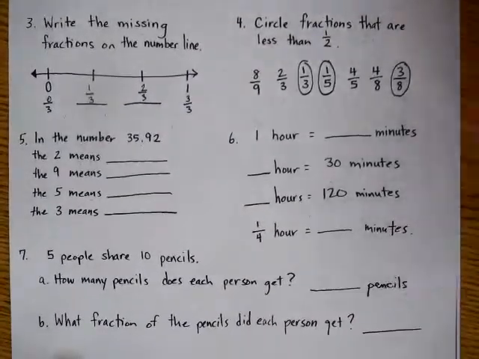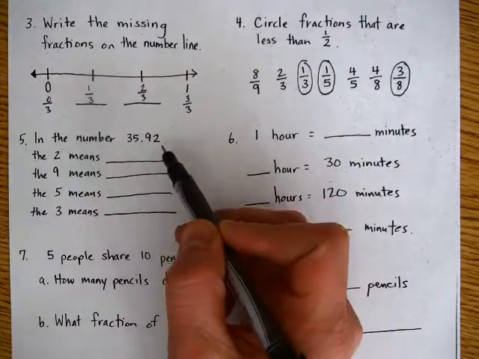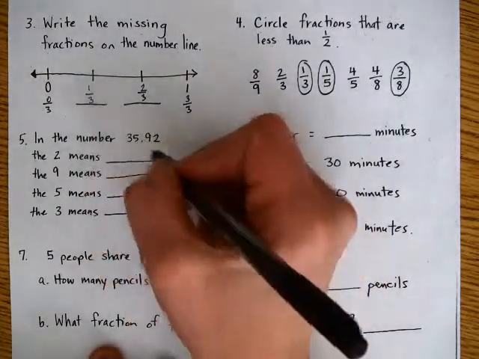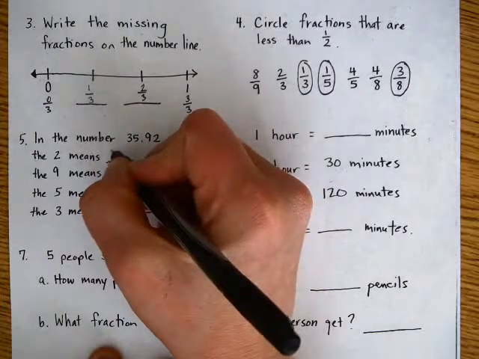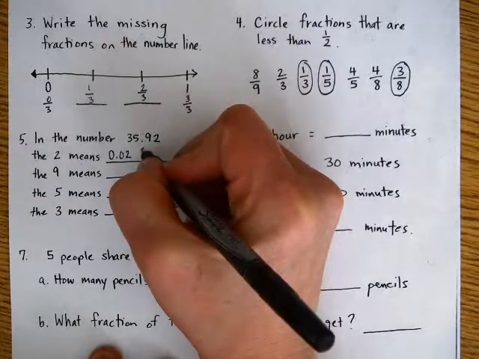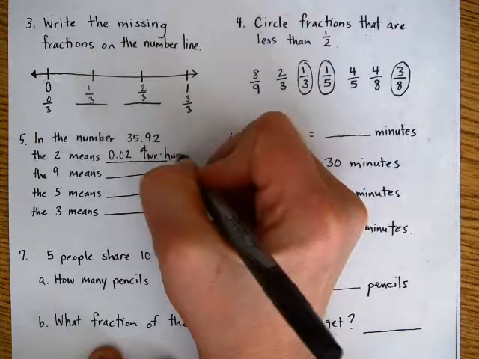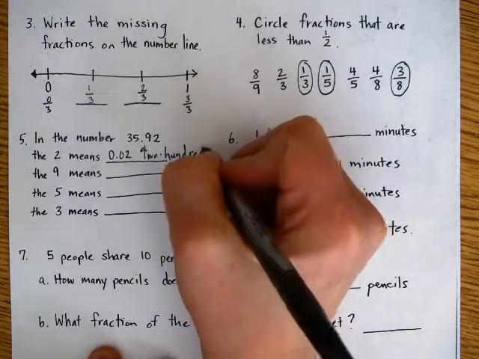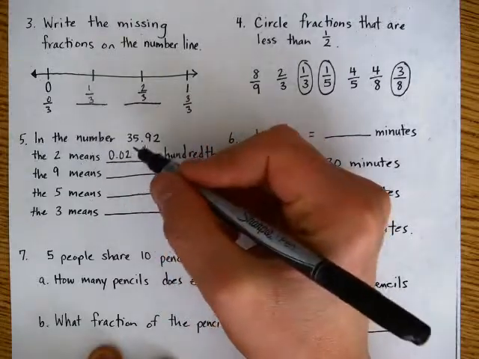Alright, number 5. In the number 35.92, the 2 means 2 hundredths. So the acceptable answers are 0.02, okay, or you could say 2 hundredths and spell it out, and hundredths has a D and then a THS at the end. 2 hundredths, it means this, it's a tiny part.